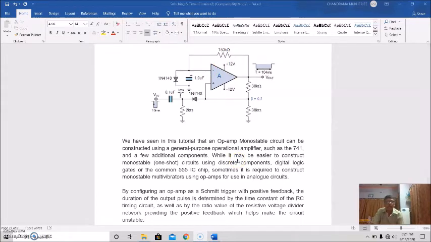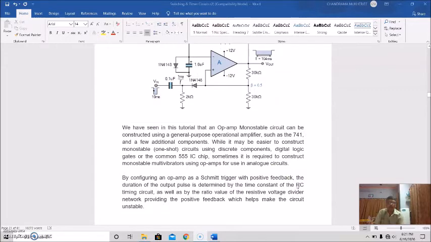While it may be easier to construct monostable or one-shot circuits using discrete components, like I told you at the very beginning of the discussion of this monostable multivibrator using op-amp, it can be done using a switching circuit, digital logic gates, or the common 555 timer IC. Something is required to construct a monostable multivibrator using op-amps for use in analog circuits.